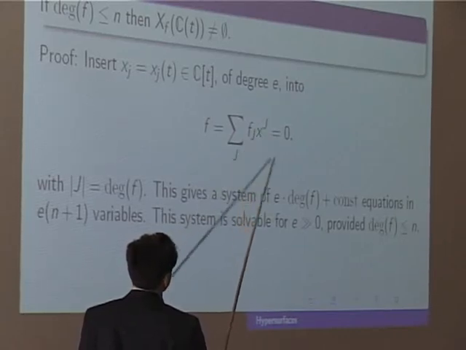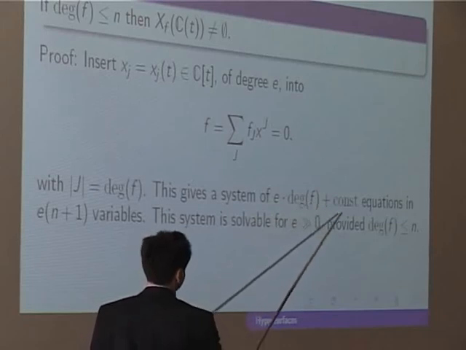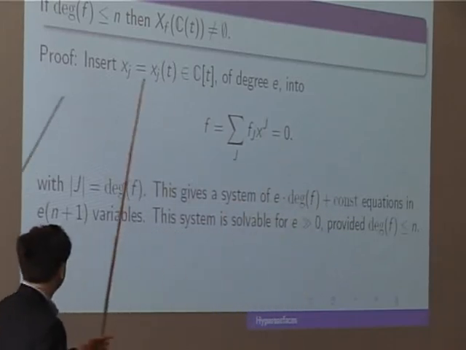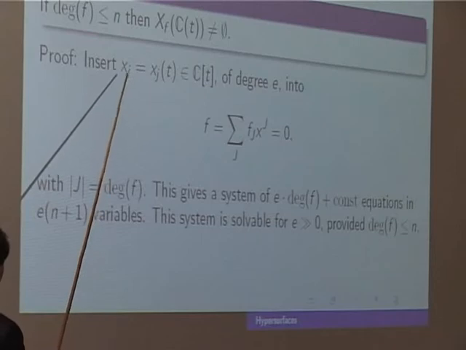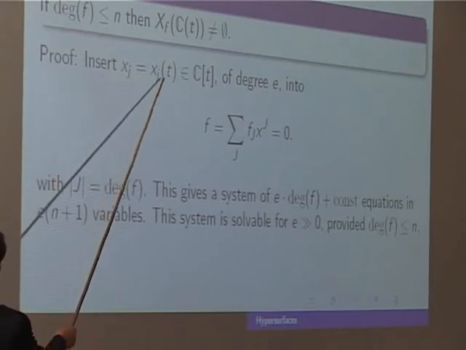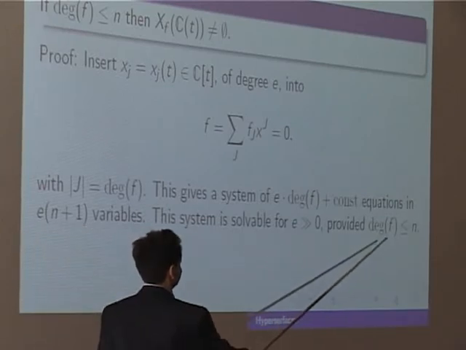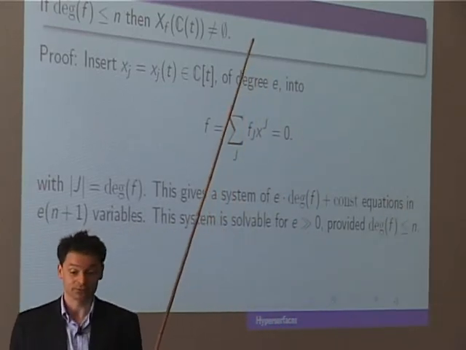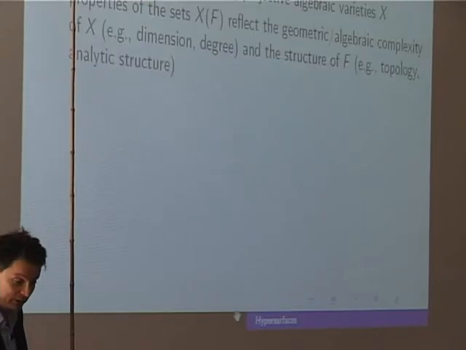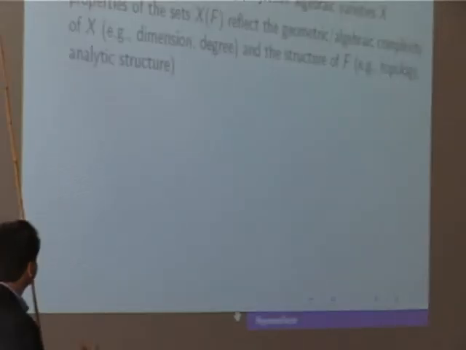well, this is a multi-index. I get E times the degree plus constant equations. And how many variables do I get? Well, for each x0 up to xn, so I get sort of E variables. The system will be solvable when the degree is small. That's it, just parameter counting. So that's the principle for a function field in one variable.